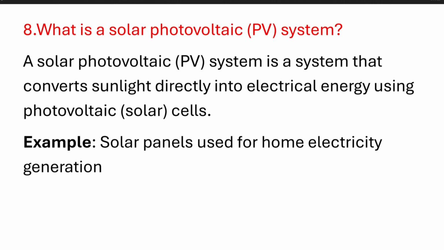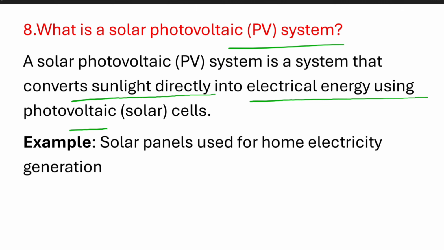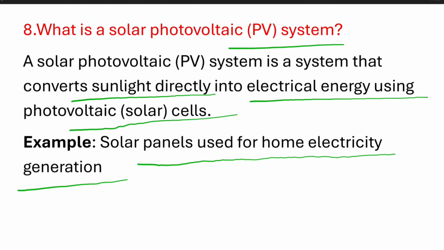So what is a solar photovoltaic or PV system? It is a system that converts sunlight directly into electrical energy using photovoltaic cells, nothing but solar cells. It will absorb the sun's energy, and that energy is converted into electrical energy with the help of solar cells. For example, you can give: solar panels used for home electricity generation, converting solar energy into electrical energy.